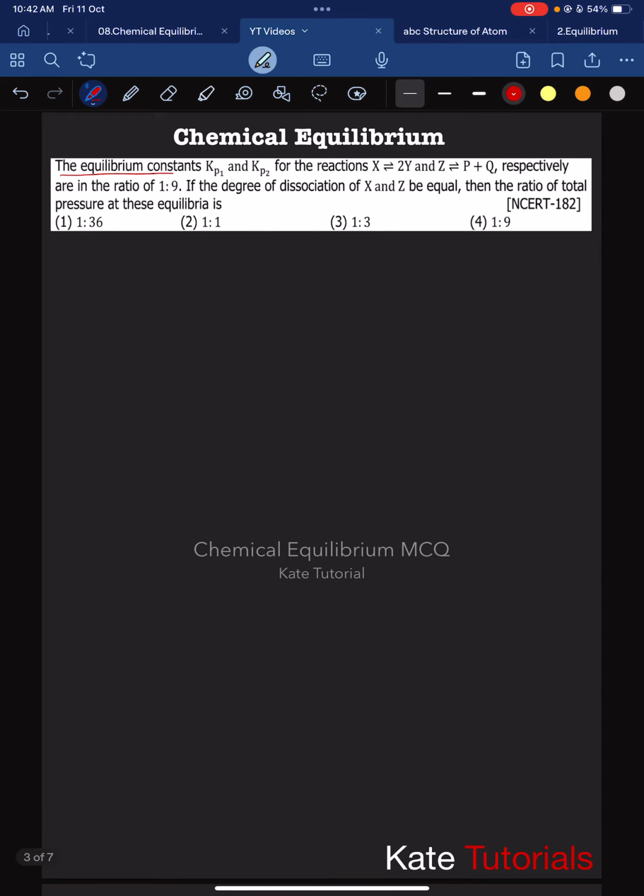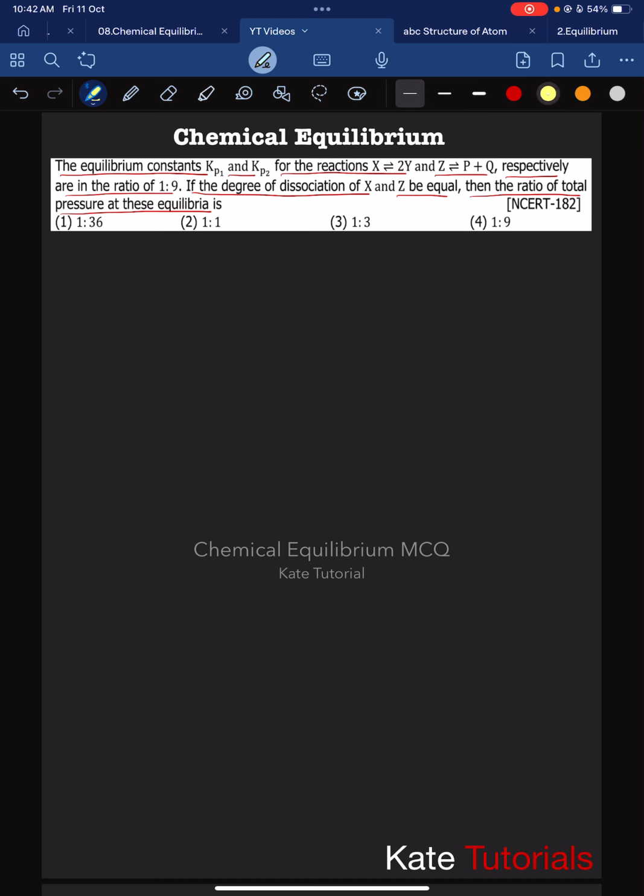The equilibrium constants Kp1 and Kp2 for the reactions X gives 2Y and Z gives P plus Q respectively are in the ratio 1 is to 9, right? So Kp1 divided by Kp2 is 1 is to 9. If the degree of dissociation of X and Z are equal, then the ratio of total pressure at equilibrium is. So they are asking for the ratio of total pressure.